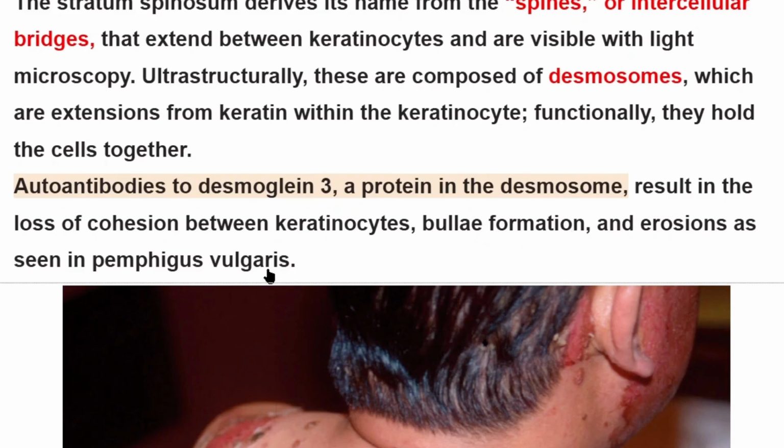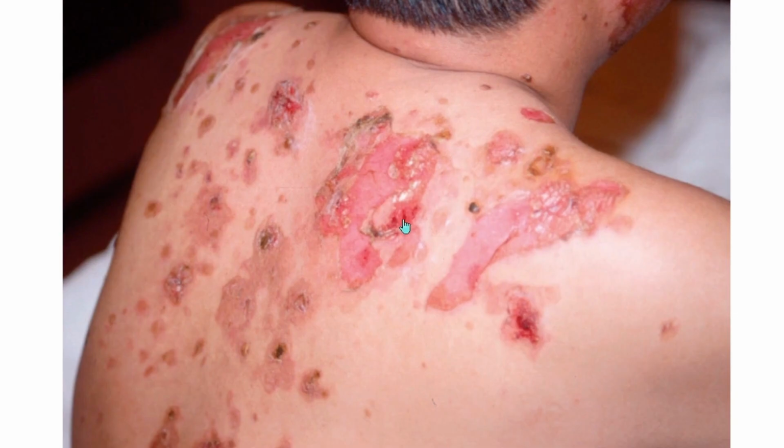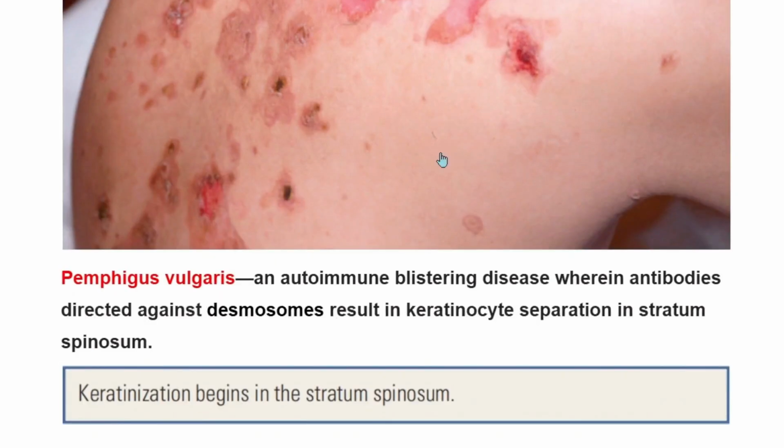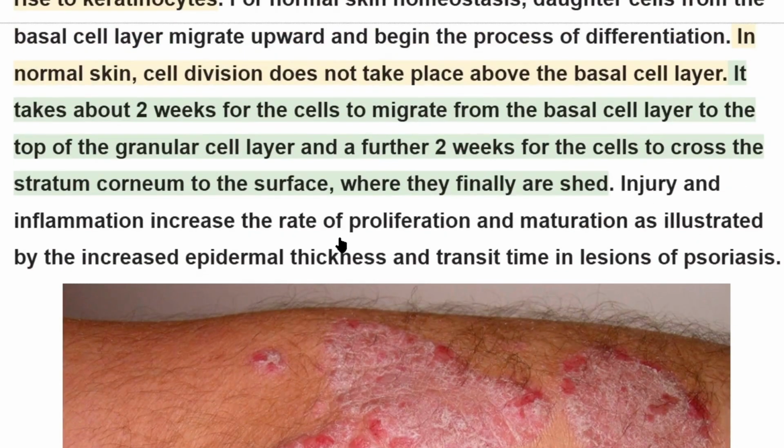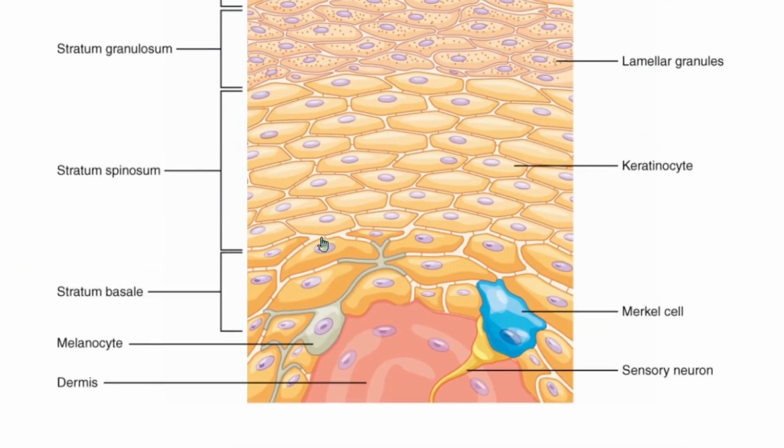pemphigus vulgaris. Here we can see the lesions and erosions of a patient with pemphigus vulgaris. Pemphigus vulgaris is an autoimmune blistering disease wherein antibodies directed against desmosomes result in keratinocyte separation in stratum spinosum. The pathology of pemphigus vulgaris happens in stratum spinosum due to the autoantibody against desmoglein 3, which results in the separation of the keratinocytes in stratum spinosum.